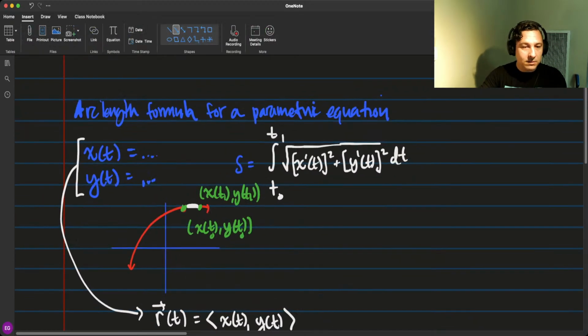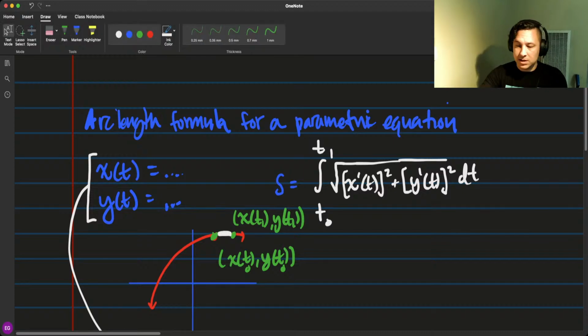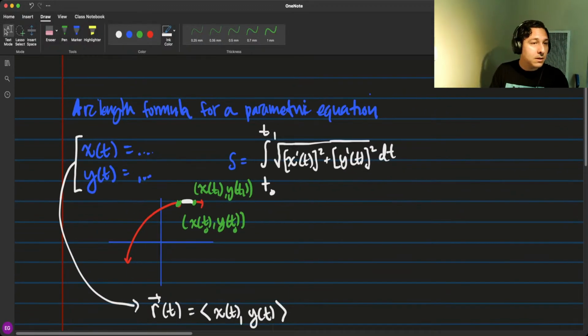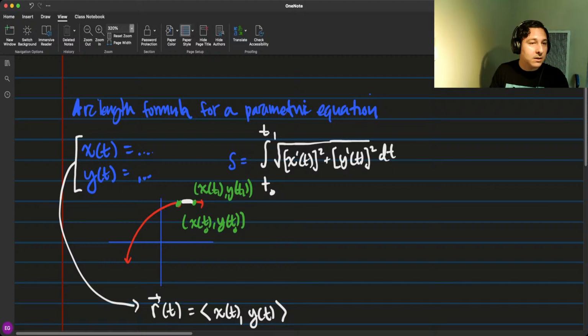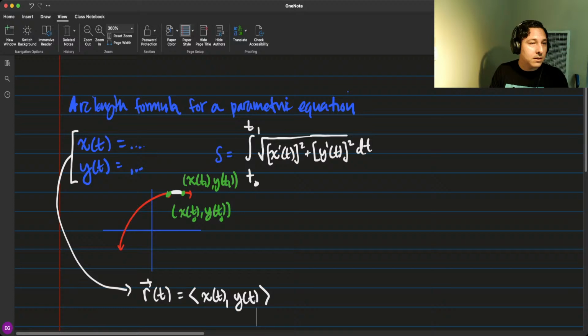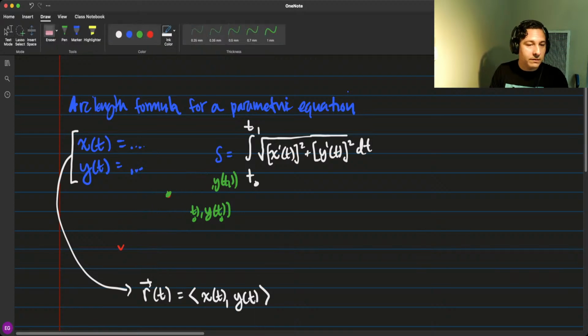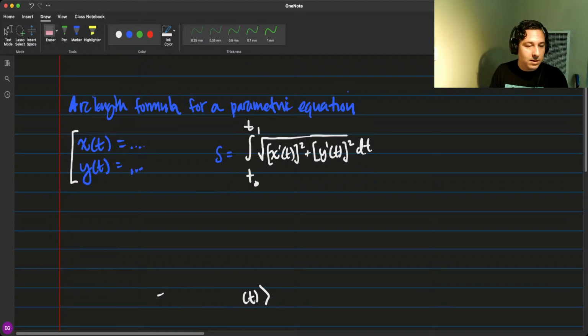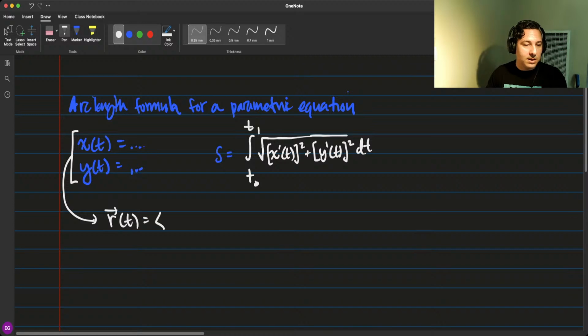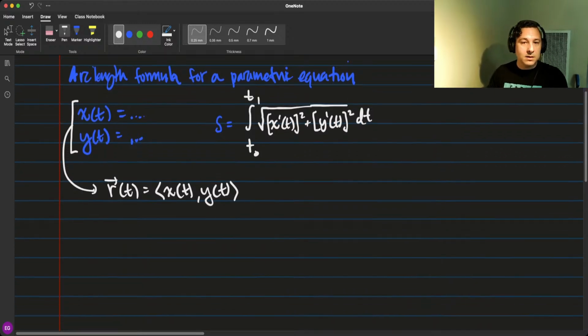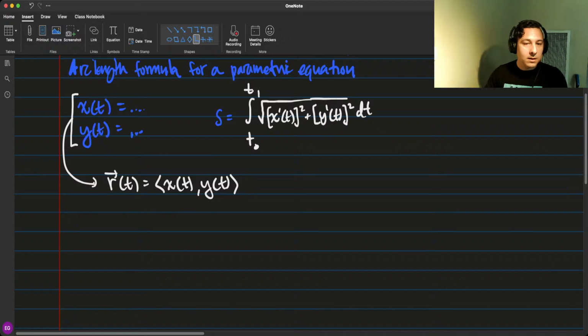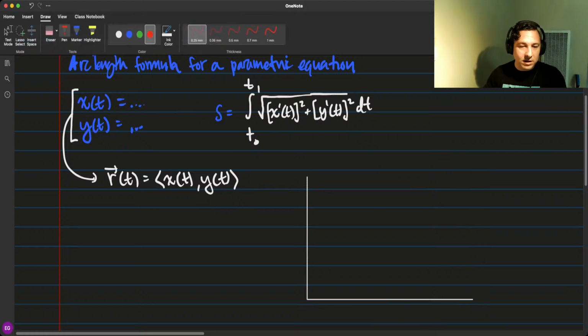Let's zoom in so you can see that a little better. Actually, let's make that bigger. I'm going to redraw that with more space. Okay, so you have the vector valued function r with these x and y components from the parametric equations. Let's insert an x and y axis. And then you've got your function.